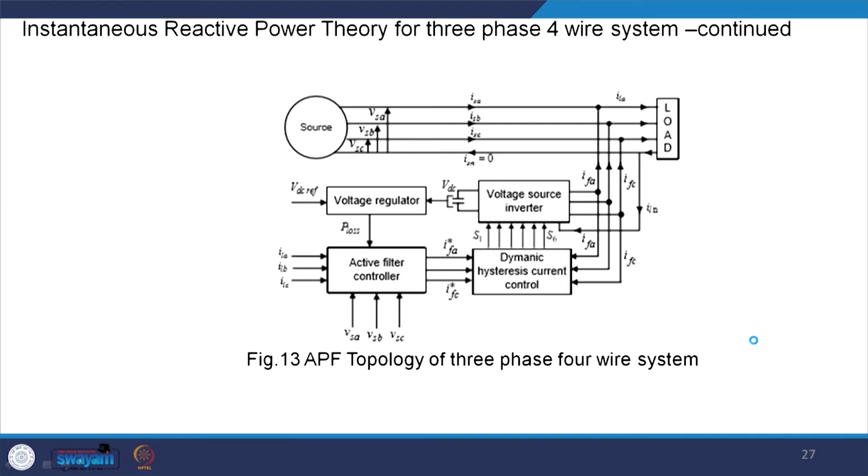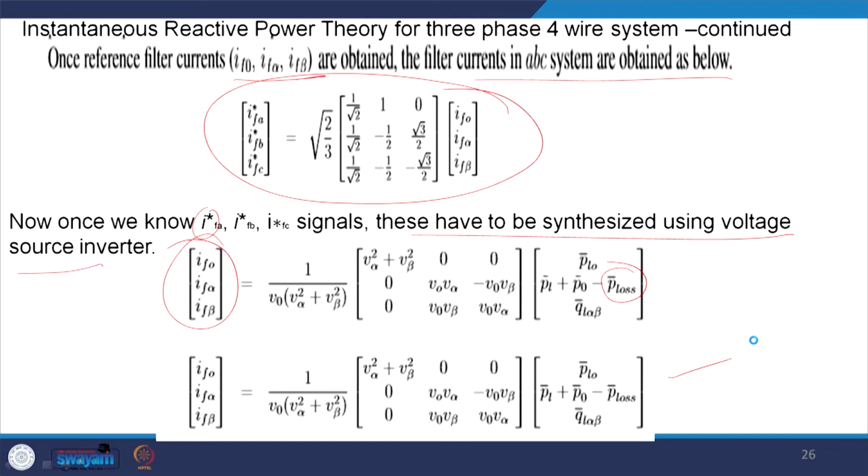So, if you go back, now you get this from these calculations. Once you get this, you go here, and by this transformation you calculate I F A, I F B and I F C. This is the way of calculating the reference currents in the case of the reactive power theory. Okay.